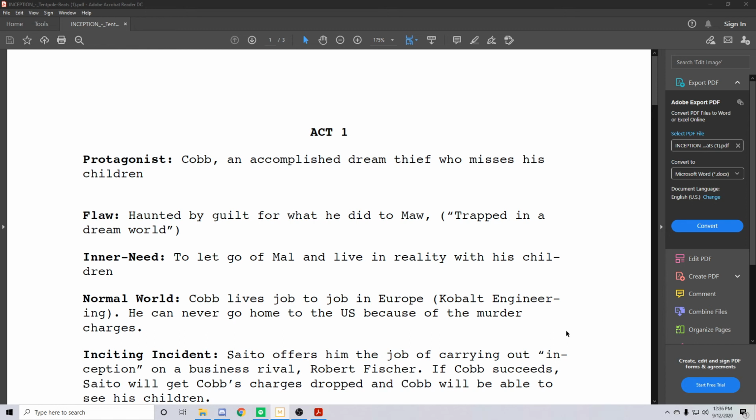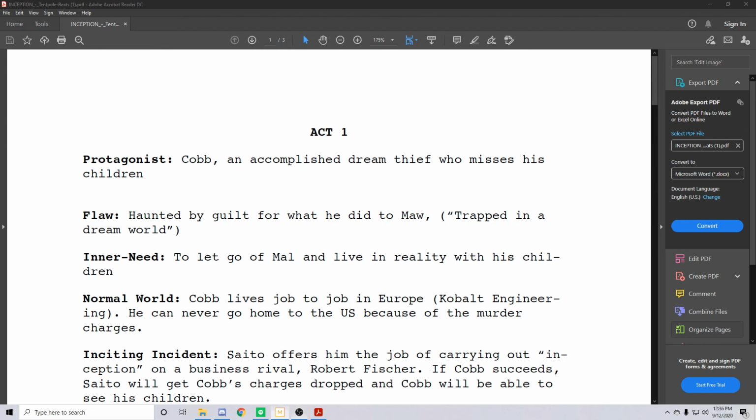So this is the beat sheet I made for Inception, which is, interestingly enough, an extremely straightforward movie that does everything by the book. I know a lot of people, young men in particular, think it's the most complicated movie in the world, but it's actually very straightforward from a storytelling point of view.